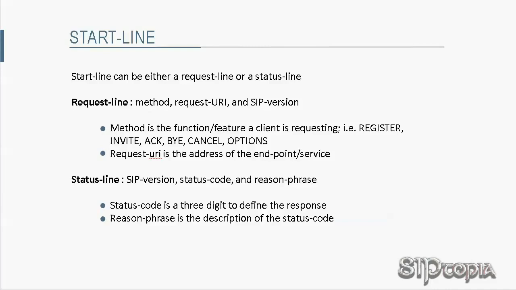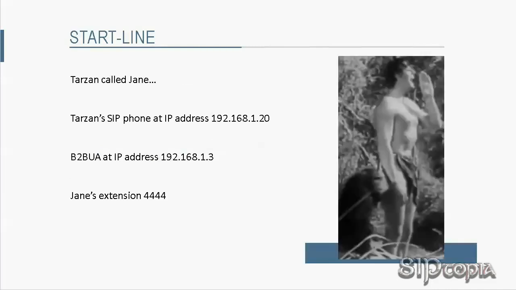So, the sample call between Tarzan and Jane could be again used as an example here to go over the requests and responses. The first screenshot will be the invite request from Tarzan's SIP phone at IP address 192.168.1.20, and it's sent to the PBX at IP address 192.168.1.3 in hopes to reach Jane's extension 4444.